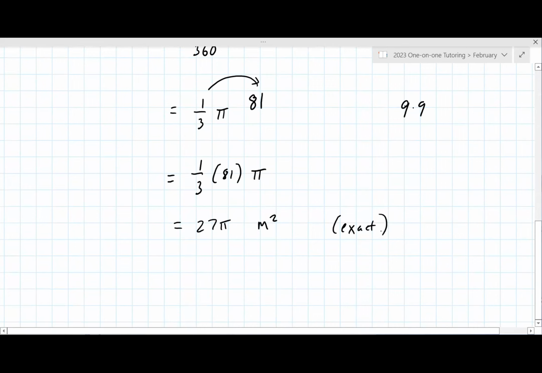Now I want you to give me the approximation, which means you're going to use 3.14 for pi. So go ahead and calculate that, please. 27 times 3.14. 84.78. And then what are the units? 87.48. Come on. What are the units? Meters squared. Good. And this is the approximation. Yes. All right. Fantastic.